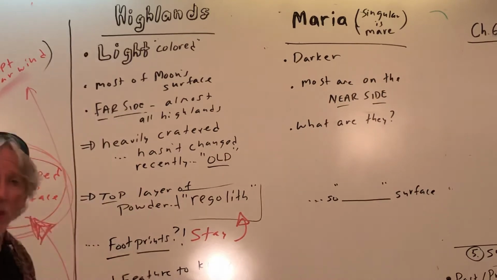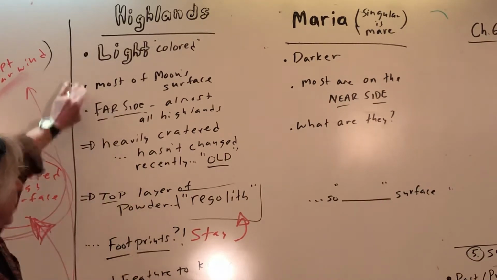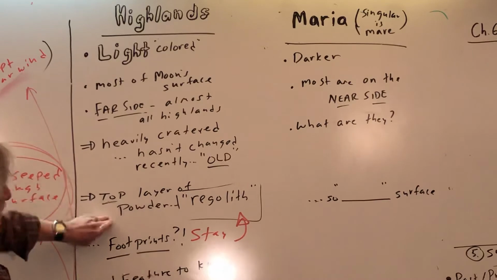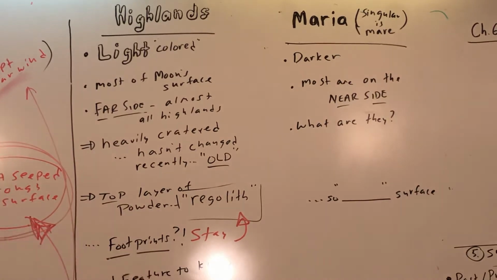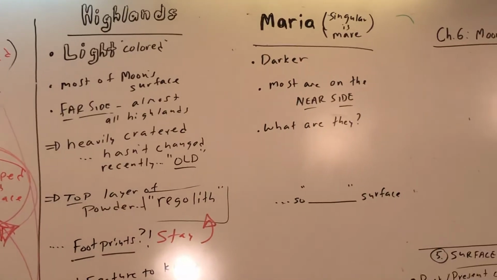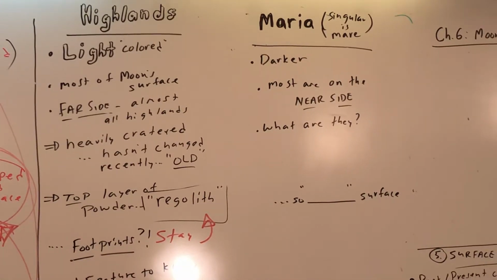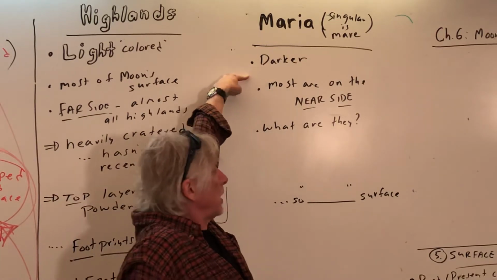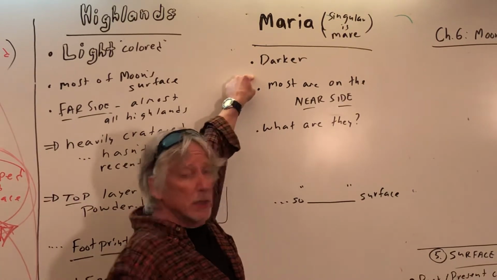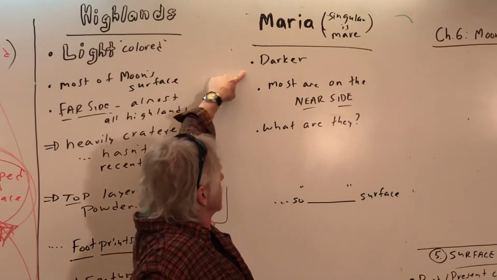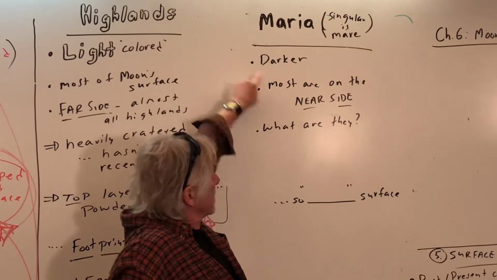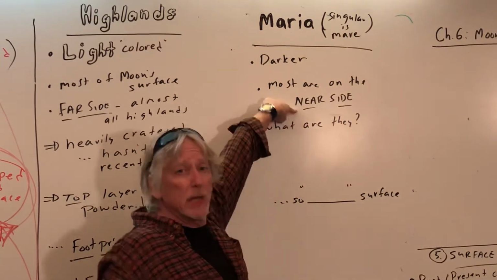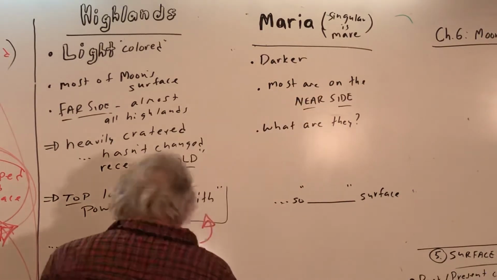Okay, so that's what the light areas are: heavily cratered, mostly on the far side, powder, boom, got that. And you got a feature by name. The other part over here is part of the Maria, and I'm going to take you on a little slide tour to finish this up, which you can easily see on the internet. The darker areas are mostly on the near side, making it much more interesting.